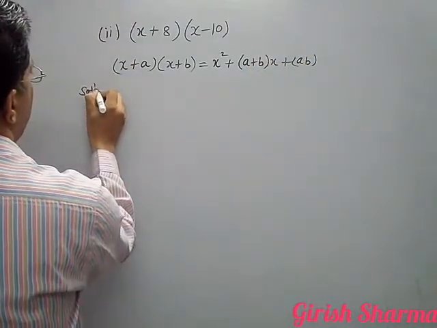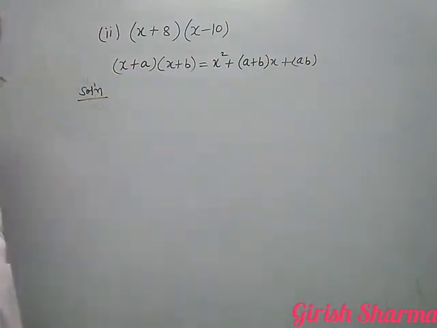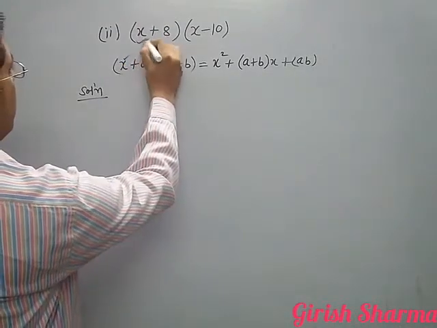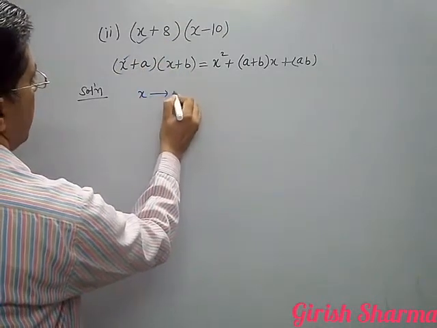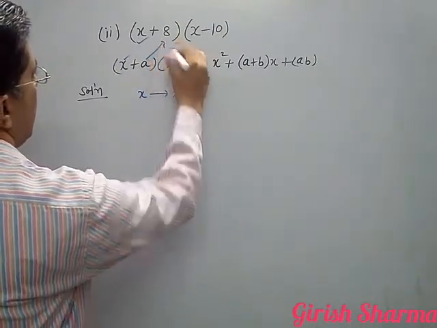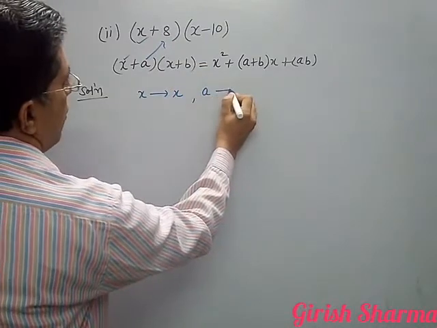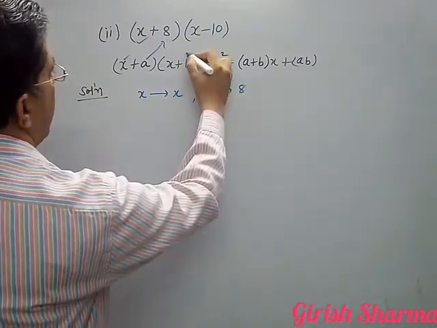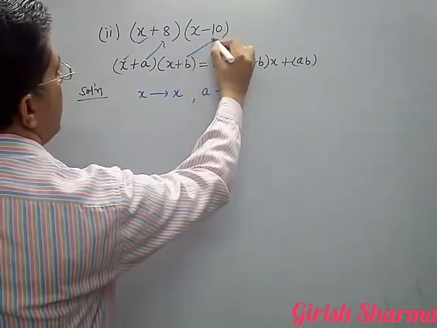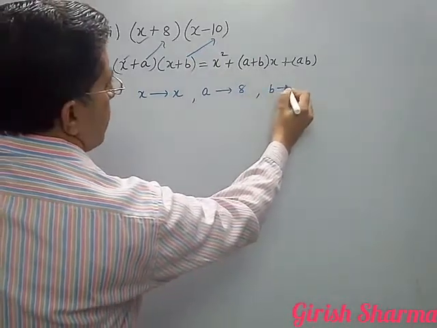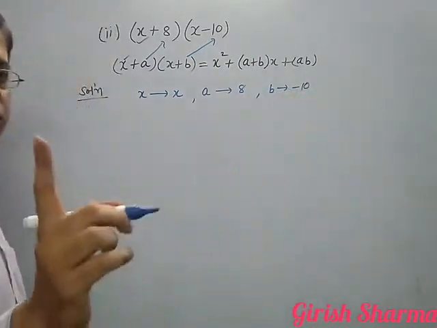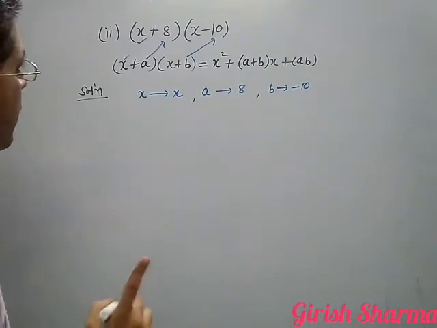Okay, now I am writing. What is the thing here? See here. Now I am going to compare this. On comparing, you see x is x here only. x is x. What is a? a is your 8, and here is x again. Then b is your minus 10. Are you getting? b is minus 10. Keep in mind. Take care of it.